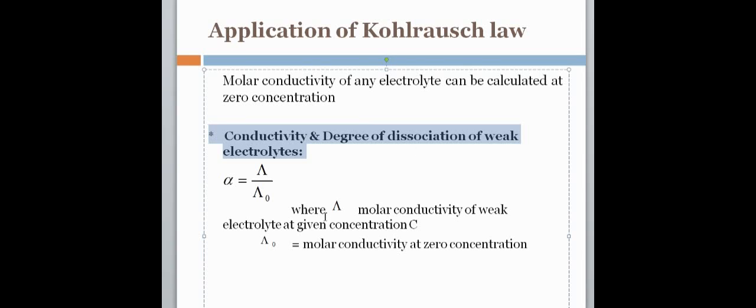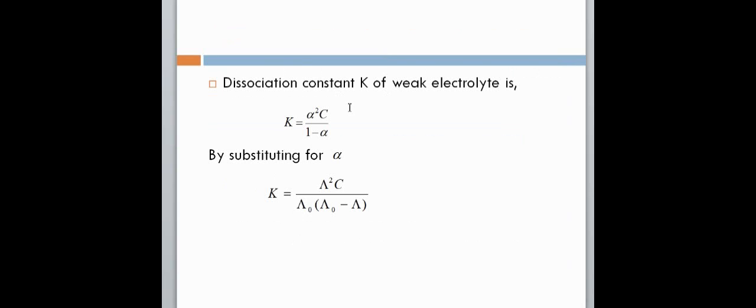So let's see how it helps. Alpha is the symbol of degree of dissociation. Degree of dissociation is nothing but the ratio of molar conductivity at a given concentration C upon molar conductivity at zero concentration. So alpha is equal to lambda upon lambda 0. Now, the dissociation constant K of a weak electrolyte, something that we had done in ionic equilibria and chemical equilibrium. What is the dissociation constant K of a weak electrolyte? K is equal to alpha square C upon 1 minus alpha.